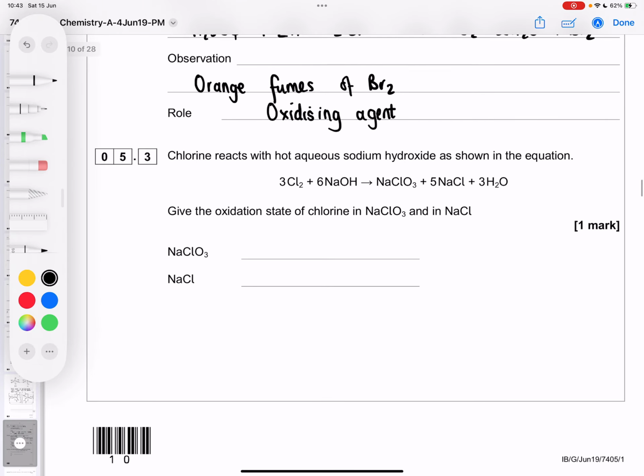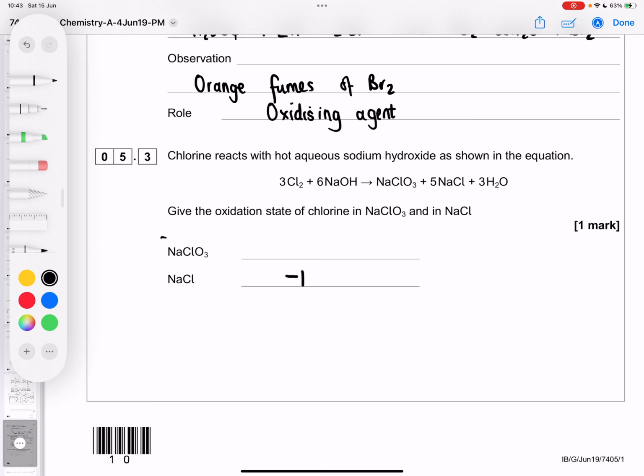Chlorine reacts with hot aqueous sodium hydroxide, as shown in the equation. Give the oxidation state of the chlorine. So chlorine is -1 unless it's combined with oxygen. So in our bottom compound, it's just -1. The sodium is +1, chlorine is -1.